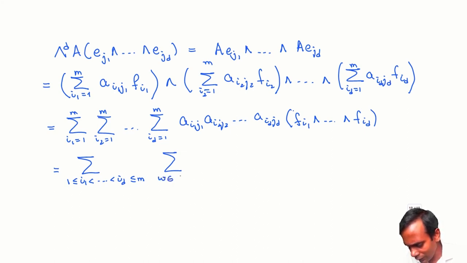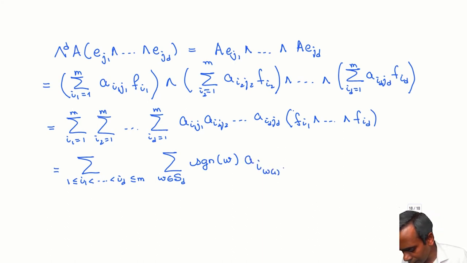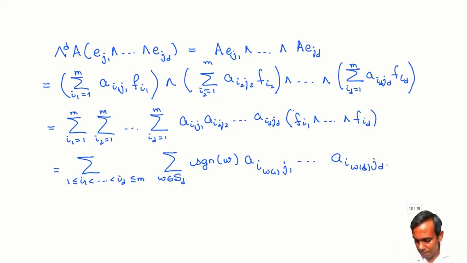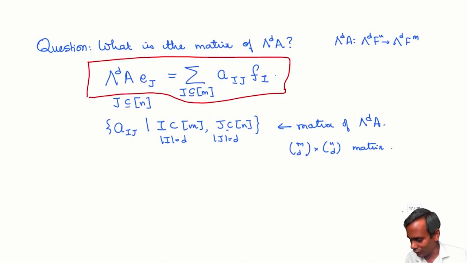But all possible reorderings means I need to go over permutations w in S_d, and every time I interchange two of these factors, there's a sign change, and that corresponds to the sign of the permutation w in S_d. Then I get a_{i_{w1} j_1} ... a_{i_{wd} j_d}, and this is the coefficient of the term f_{i1} ... f_{id}. So this is exactly what we were looking for. We were looking for the coefficient of such a term.